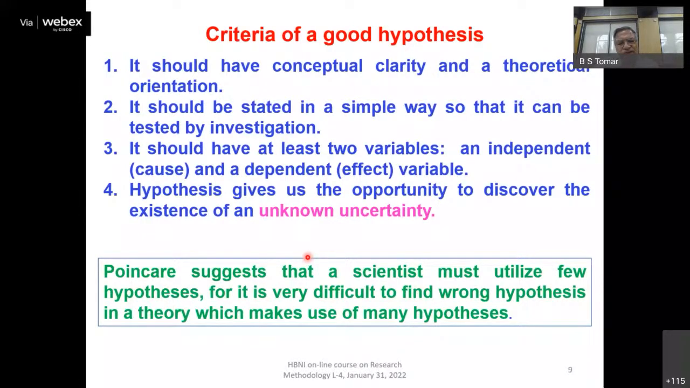In fact, Poincare writes in his book Science and Methods that a scientist must utilize a few hypotheses. So don't take a research problem where you have so many hypotheses, because it is very difficult to find a wrong hypothesis in a theory which makes use of many hypotheses. So if you are having several hypotheses, then you don't know which one is wrong. So the hypothesis should have only two options, maybe maximum three options, like positive, zero, negative. It can happen. Three options can be there. I'll give you those examples very soon.